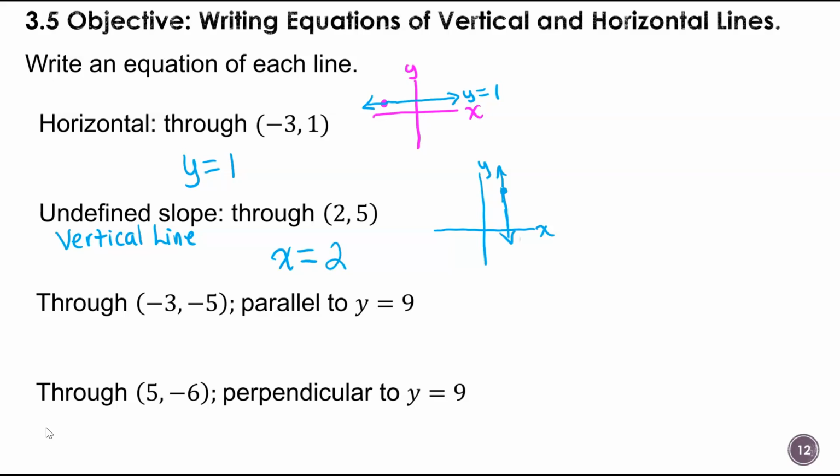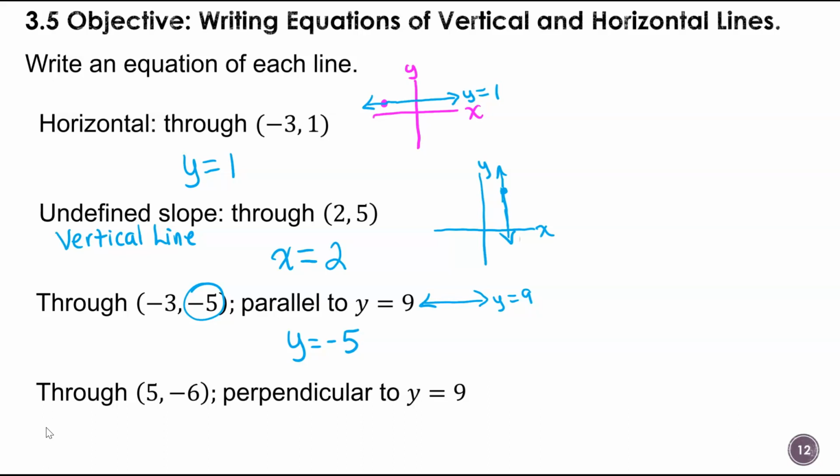Okay, so on the next one it says we're going to be parallel to y equals 9. Well, y equals 9 is a horizontal line, right? And that means that we need another horizontal line, which means it has to go through at -5 because that's the y coordinate. So it will be at y equals -5. There's not really work involved here. You just have to kind of think through this.